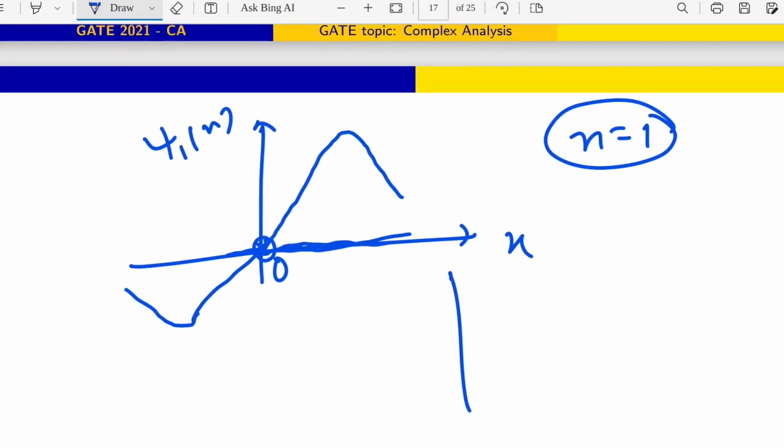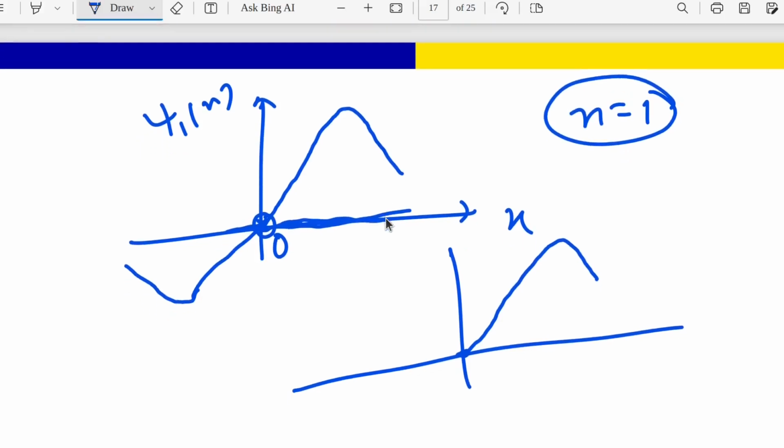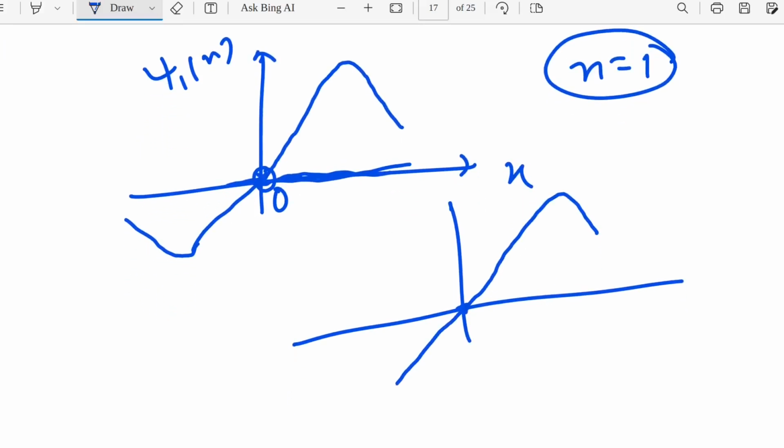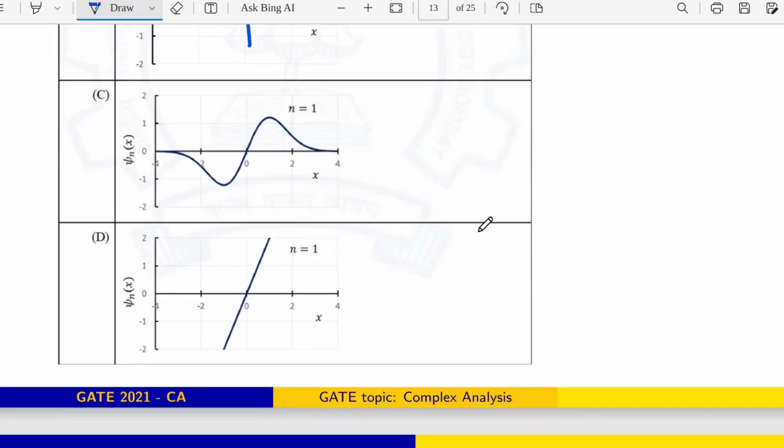So the nature will be like from 0 it will start, it will increase, after some time it will decrease, and after some time it will increase. So it is psi 1 x, and it will be for the n equals 1 case. Now we have to compare that with whatever is given in the question.